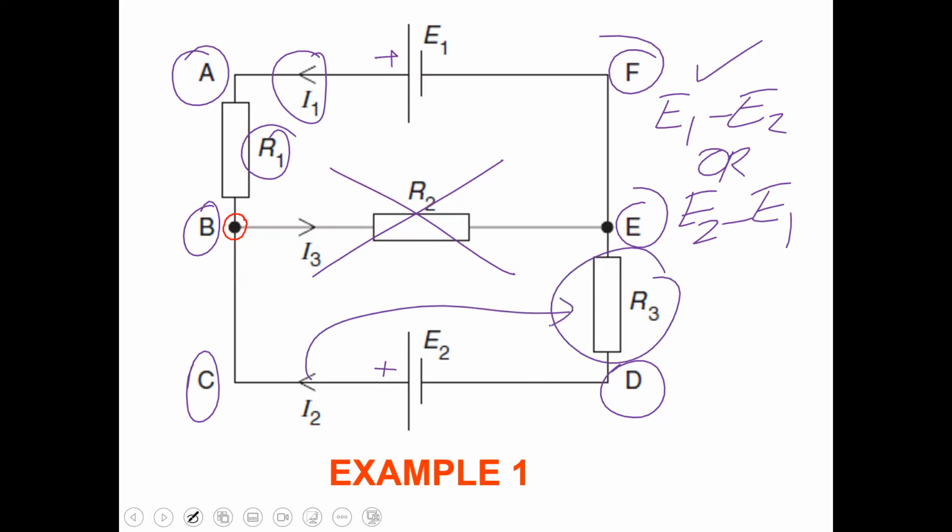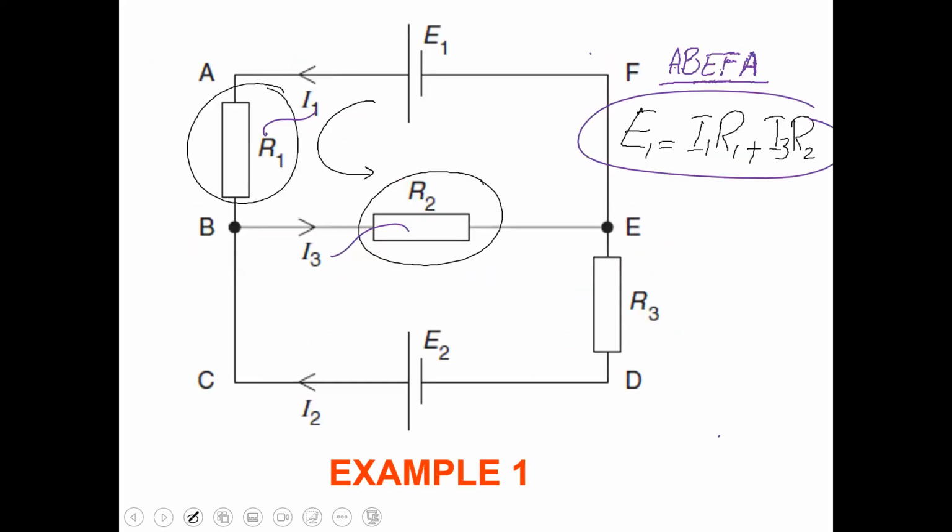So now try to make an equation. But first decide E1, suppose that E1 is greater than E2. Now make an equation. Would it be E1 minus E2 equals I1 R1 plus I2 R3? Okay, then your feedback needed.